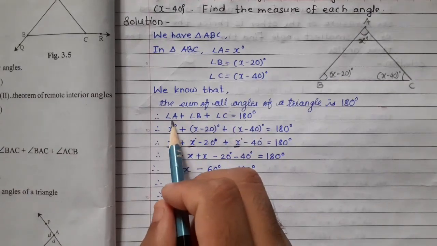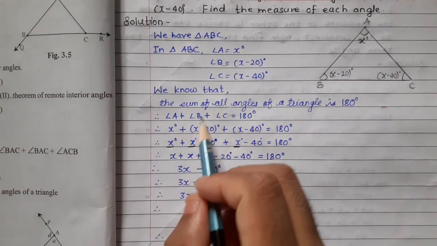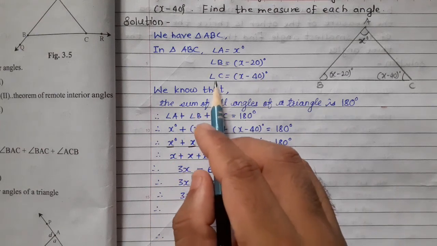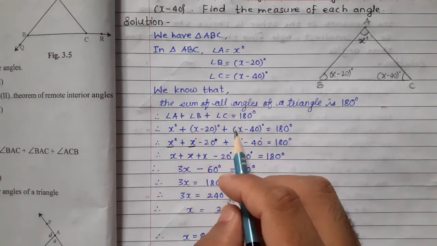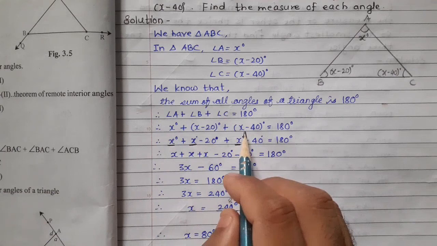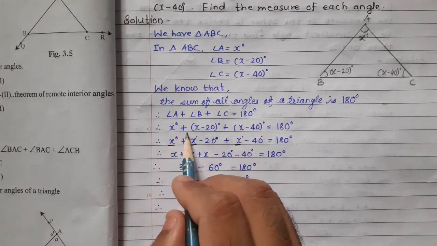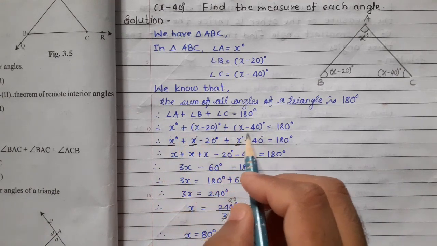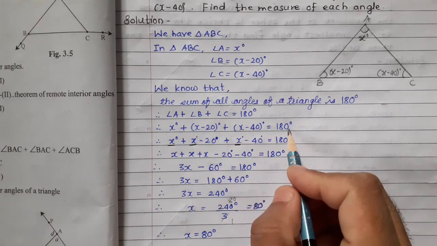Now the measure of angle A is x degrees, the measure of angle B is x minus 20 degrees, and the measure of angle C is x minus 40 degrees. So put these values. Then we have x degrees plus x minus 20 degrees plus x minus 40 degrees is equal to 180 degrees.